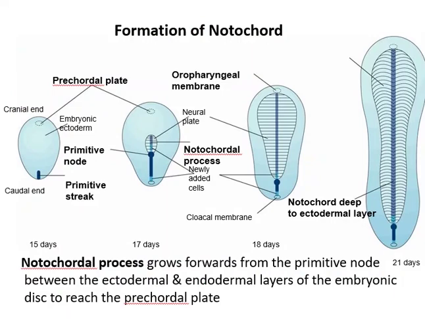And here is the primitive streak, the precordal plate, and here we have the area of the buccopharyngeal membrane. This is the caudal end, and here this is the primitive node, and here we have the notochordal process.